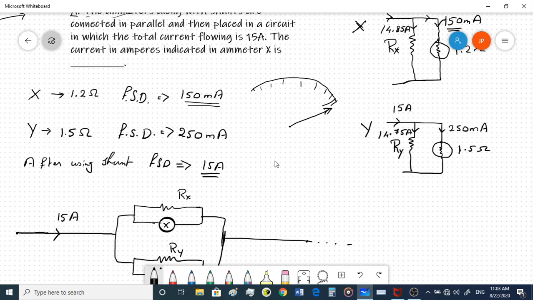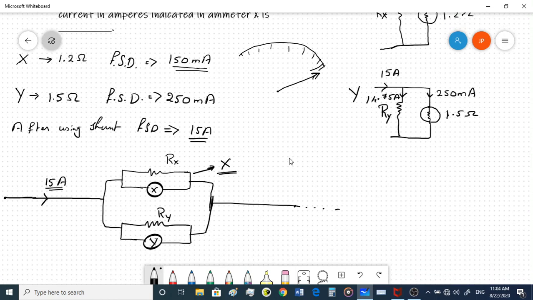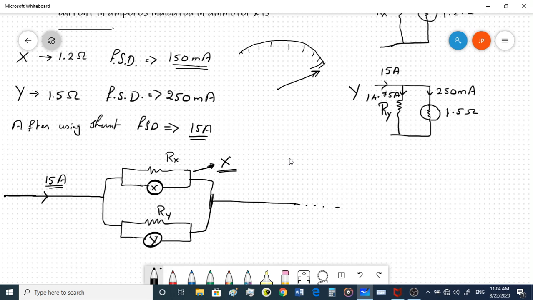The current in amperes indicated by X is. Now in this case, what is the current that is indicated by the meter X? That is the question, right? I hope it is clear, because when you connect these two meters, the total 15 amperes will not pass through any of these meters. Instead, these currents will get divided and they'll pass through two different meters. I mean, some part of the current will pass through this meter and some part will pass through this meter. Basically what they are asking is what is the amount of current that is passing through X.